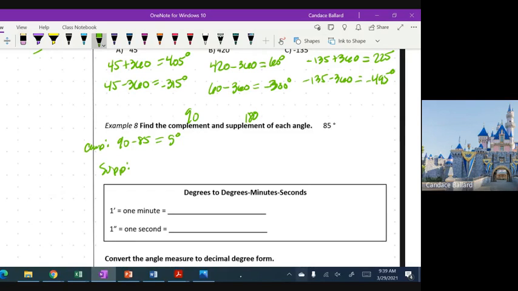For the supplement, we're going to go 180 minus 85. So would it be 95 degrees? Double check my arithmetic. I did it without the calculator. Trying to be brave and do it in my head. 180 minus 85, 95. Perfect. Okay.